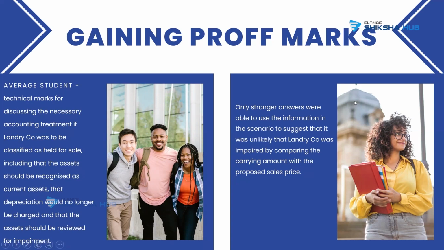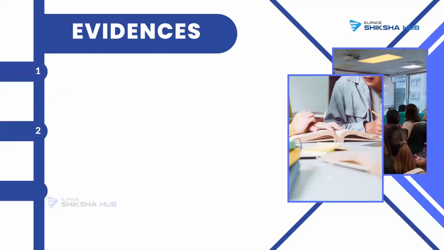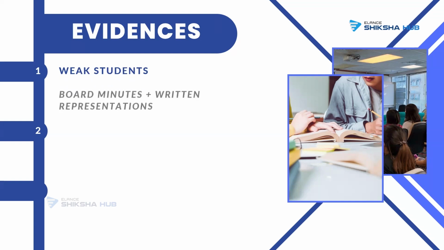Only stronger candidates were able to use the information in the scenario to suggest that it was unlikely L company was impaired, by comparing the carrying amount to the proposed sale price. And what are the evidences that you need to showcase this? That is where you will actually differ from the rest of the students. So weak students, the second part of the question, that was what are the evidences that you will see in the working papers relating to this particular issue?